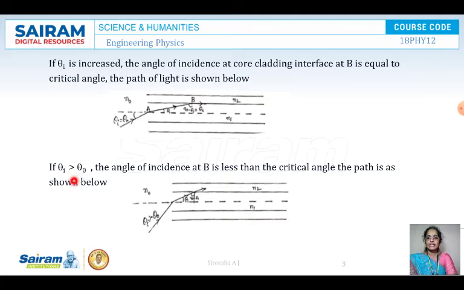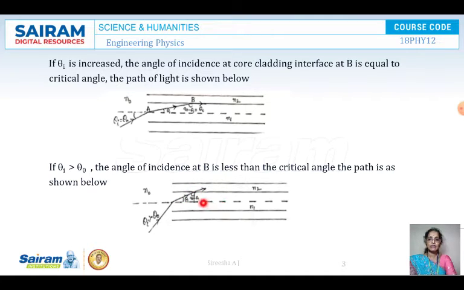Now if theta I is greater than theta naught, what is happening? At point B, this angle becomes less than the critical angle. When this is less than the critical angle, the ray passes from one medium to another medium. So you can see here the ray is entering into the cladding. So here the information is lost. That means the total internal reflection condition is not satisfied.